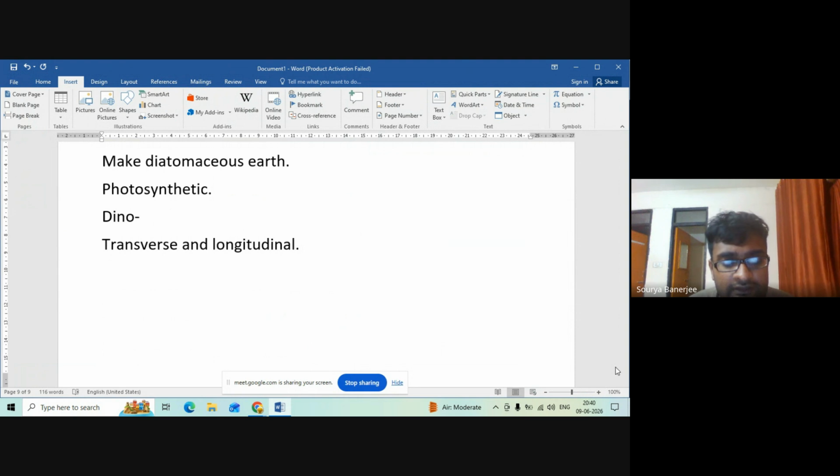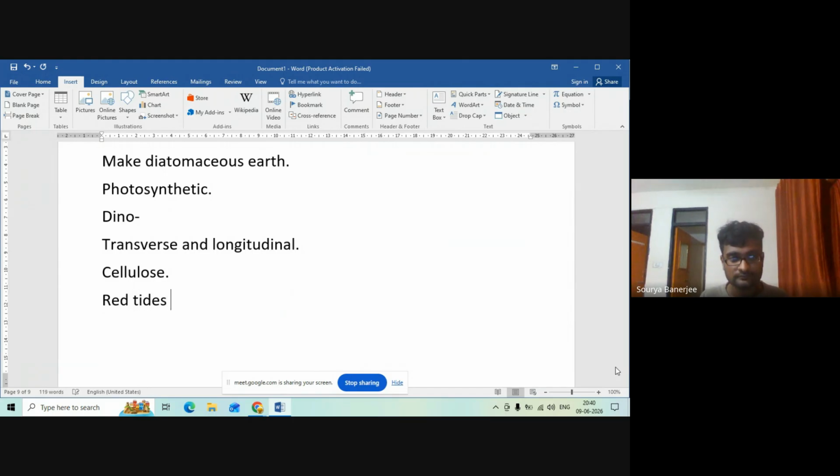There are two flagella. Next, they have cellulose in the cell wall, and they make plates. They are found in the ocean. They are completely marine, not in fresh water. Okay, they are photosynthetic.